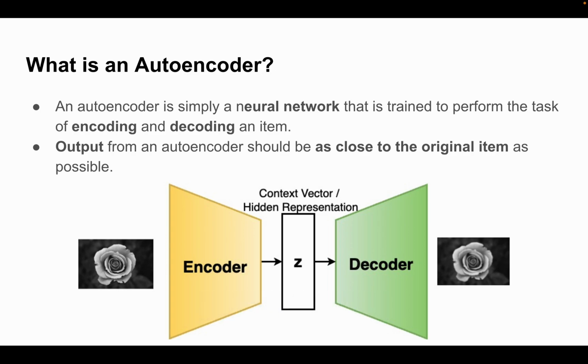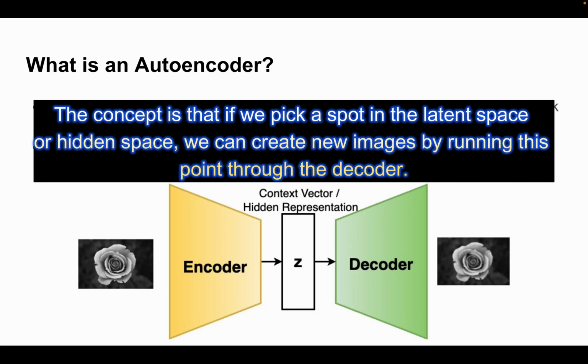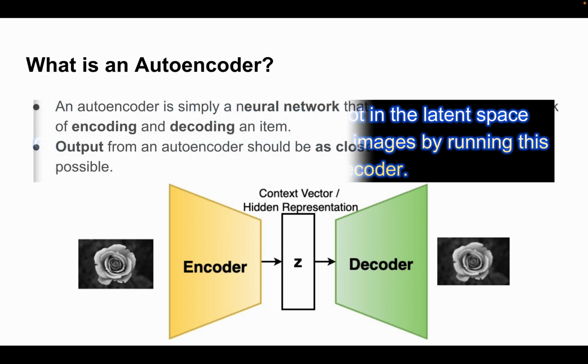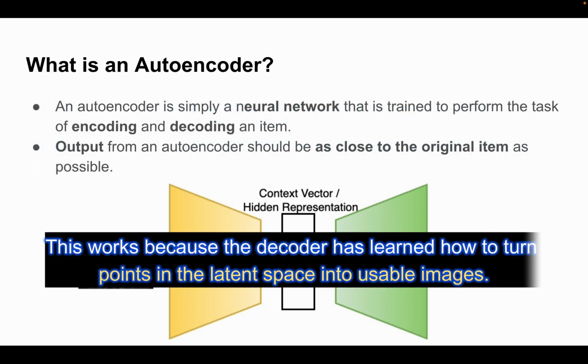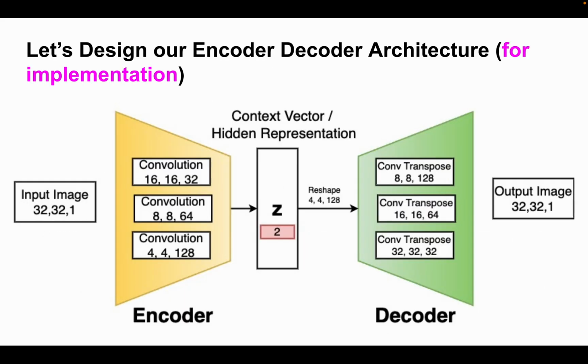Now this context vector or embedding vector, or this Z, is an interesting part. Remember this, the concept is that if you pick a point in the latent space or hidden space, we can create new images by running this point through the decoder. This works because the decoder has learned how to turn points in the latent space into usable images. Now in order to implement it, let's design our encoder-decoder architecture.